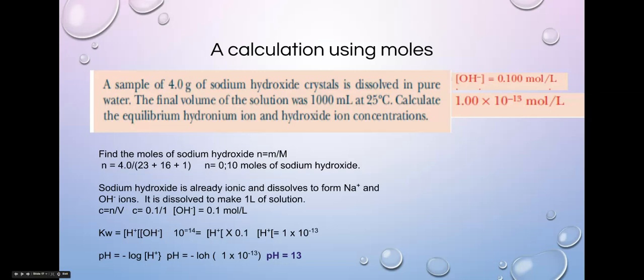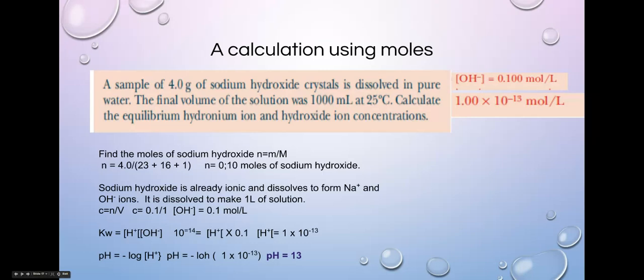Now we use the equilibrium constant for water, and you've got 10 to the minus 14 is Kw. This is 0.1, so we can substitute it. And when you put it in there, you're going to be dividing 10 to the minus 14 by 0.1.